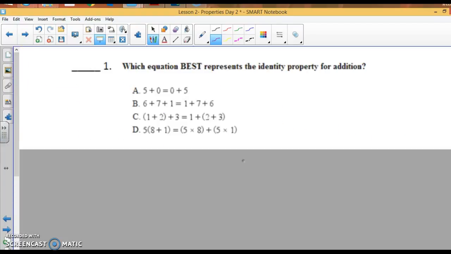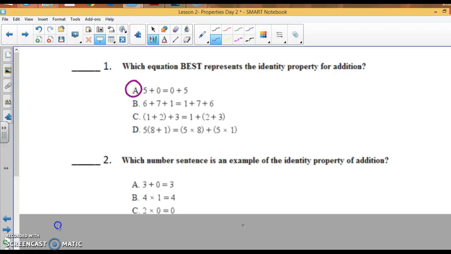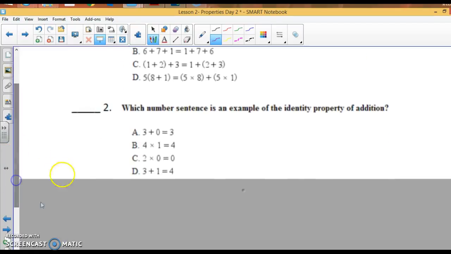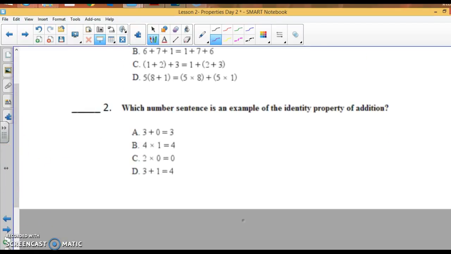All right, which one represents the identity property. Now we're in our note packet. Identity means you can add 0 to a number and it doesn't change its value. This would be A. Identity of addition. Add 0.